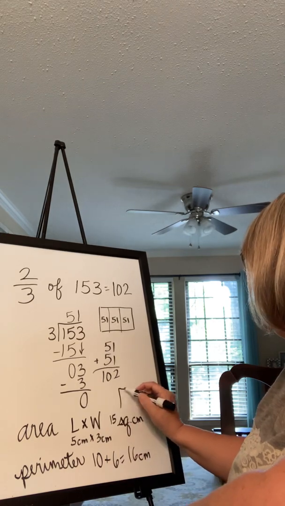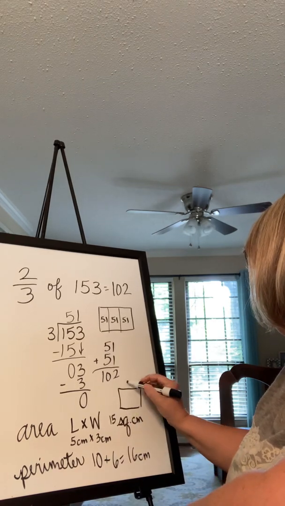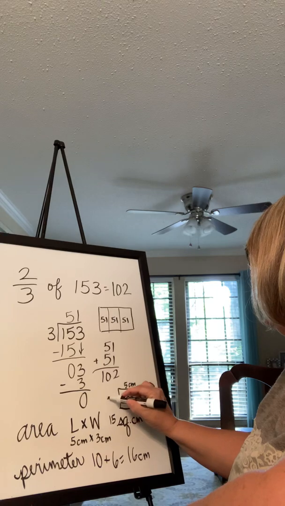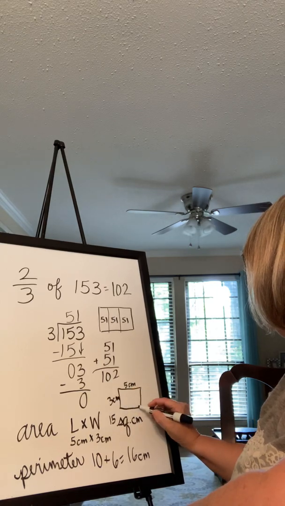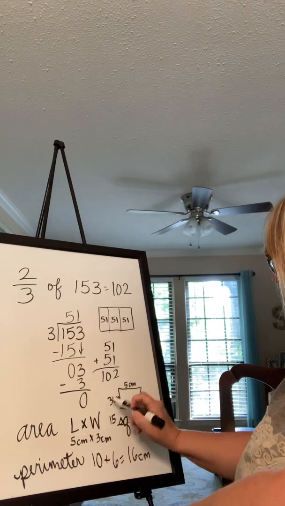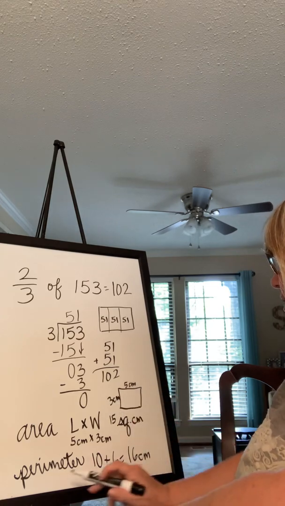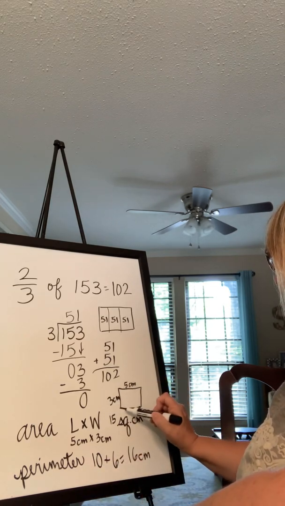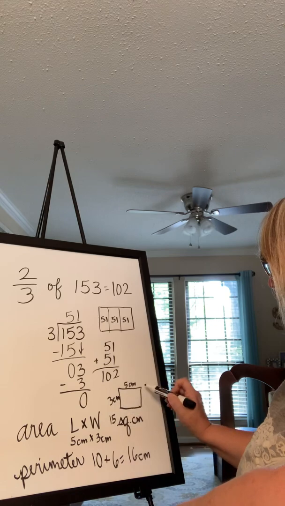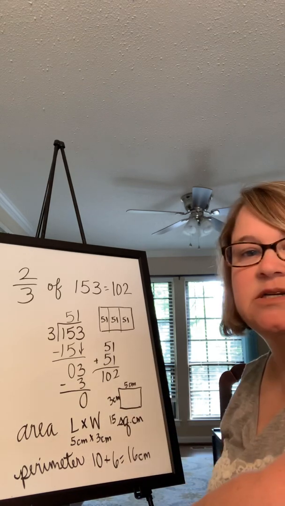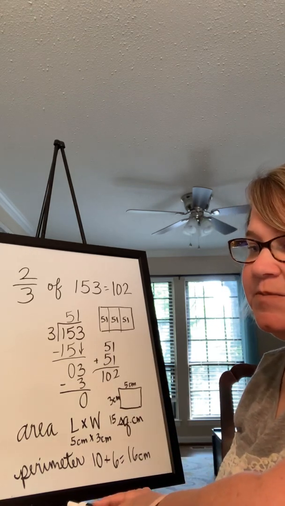So if we had this shape and it was 5 centimeters on this side and 3 centimeters on this side, area would be length times width, 5 times 3. Perimeter would be 5 plus 5 is 10. 3 plus 3 is 6. And you get 16 centimeters.